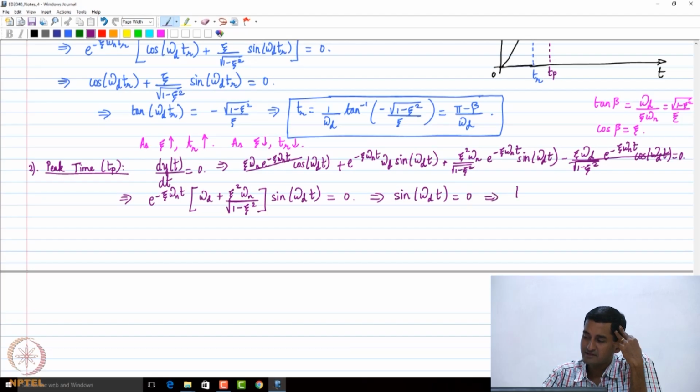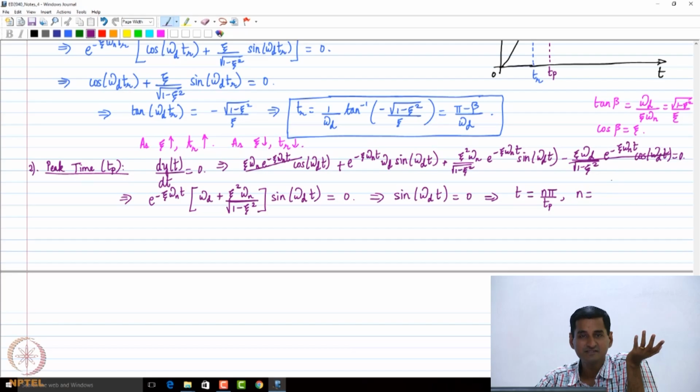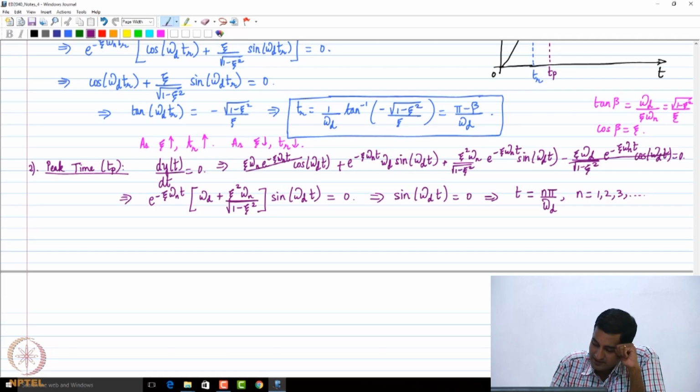So that means the solution for this is t equals n pi by omega d. Obviously n equals 0 doesn't make sense, so we say n equals 1, 2, 3 and so on. Now of course you need to calculate the second derivative.